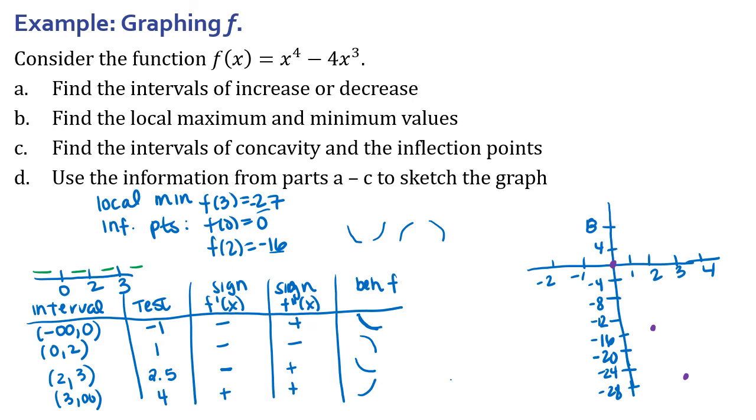Okay, so we know the shape as I go from negative infinity to 0, those values were concave down and decreasing. Okay, so from 0 to 2, we are decreasing and concave down, so it's going to look like this. And then from 2 to 3, we're decreasing and concave up, so it's going to look like this. And then from 3 on, we're increasing and concave up, so it's going to look like this. And there you go.